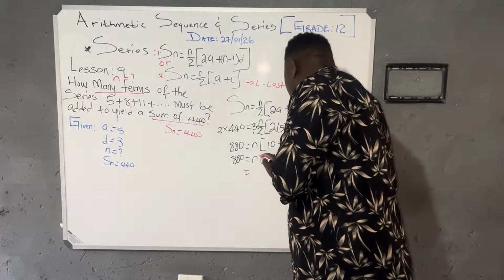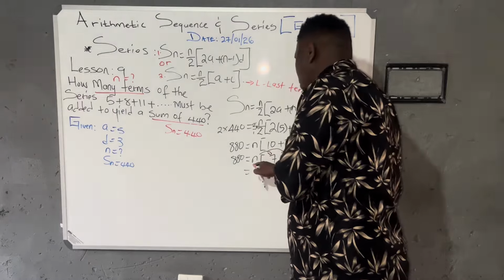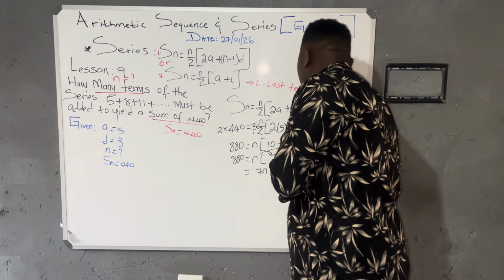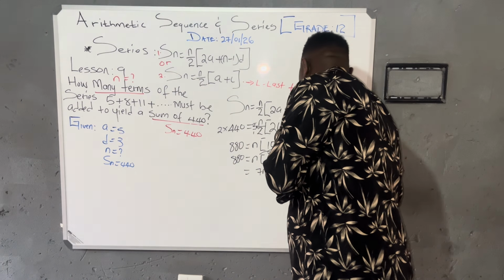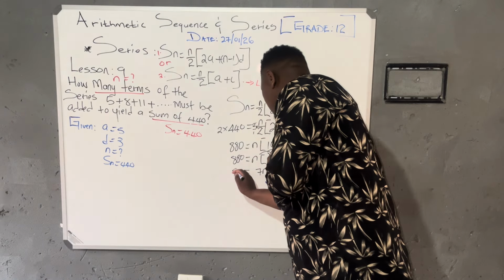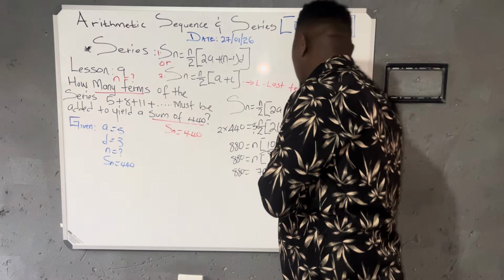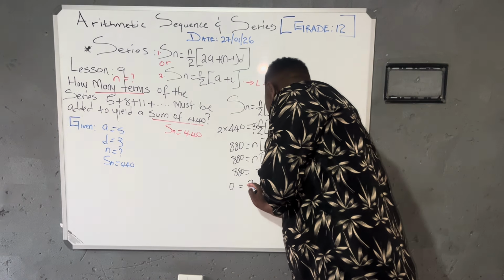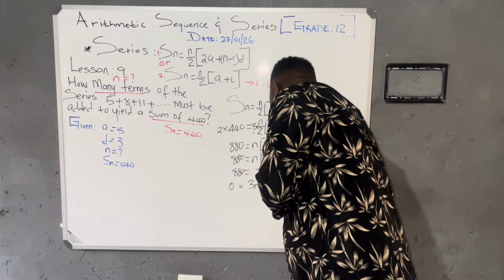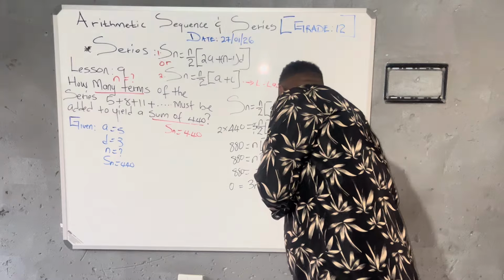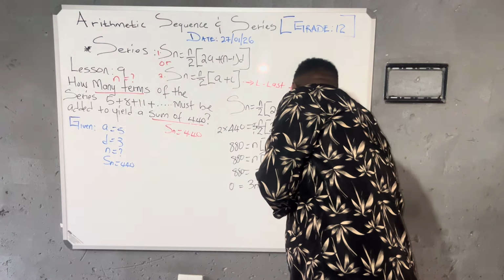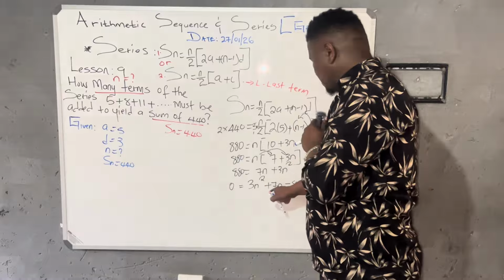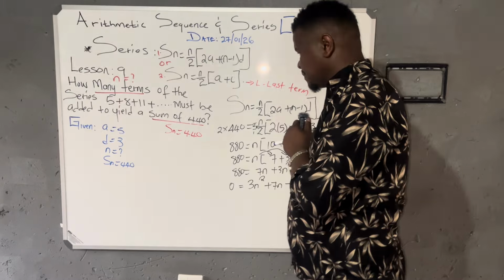Now let's multiply this inside, a monomial and a binomial. N times 7, that's 7n. N times 3, that's 3n squared. It is equivalent to our left-hand side of 880. So if I transpose this 880, I'm going to have a trinomial, a quadratic basically: 3n squared plus 7n minus 880.